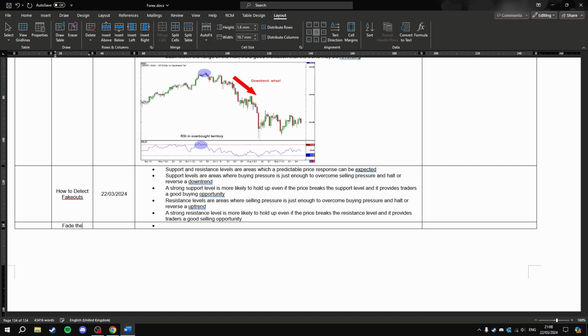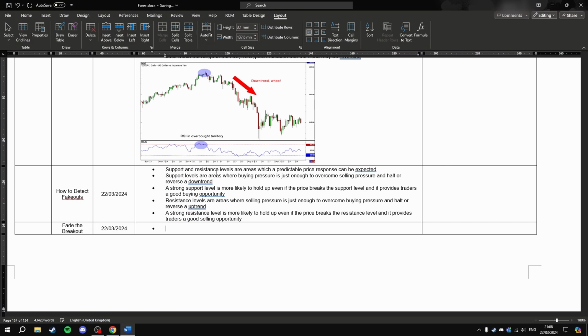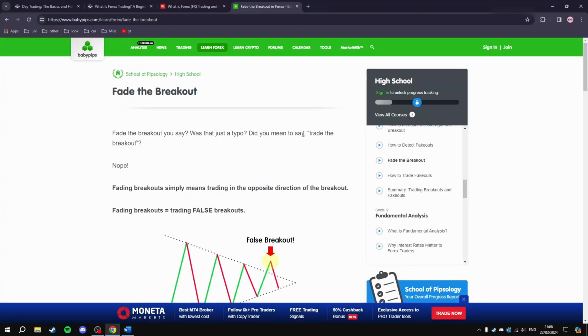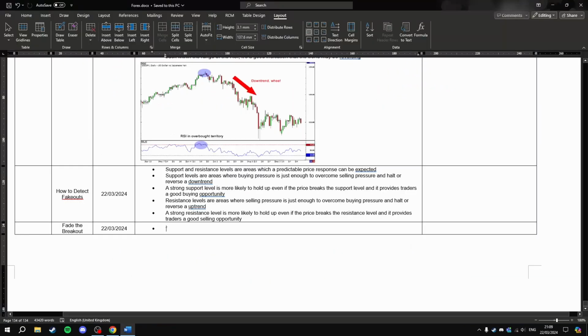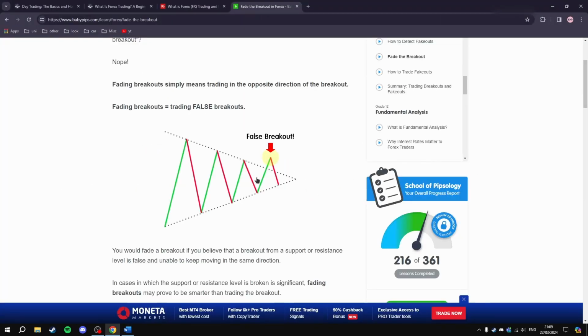Fade the breakout, you say. Was that just a typo? Did it mean to say trade the breakout? Nope. Fading a breakout simply means trading in the opposite direction of the breakout. Fading breakouts equals trading false breakouts.